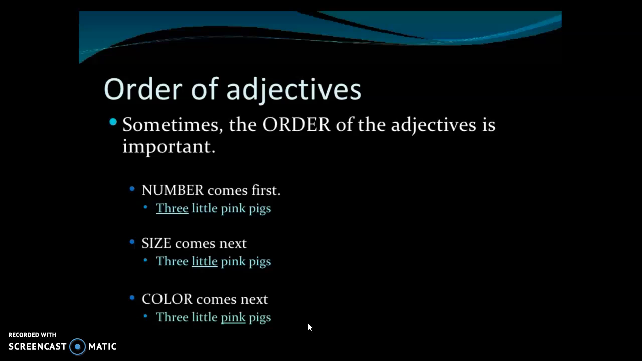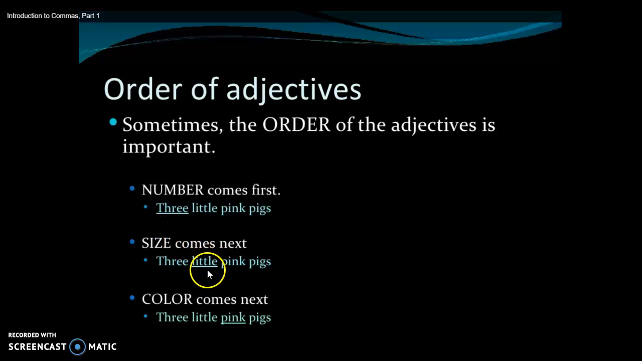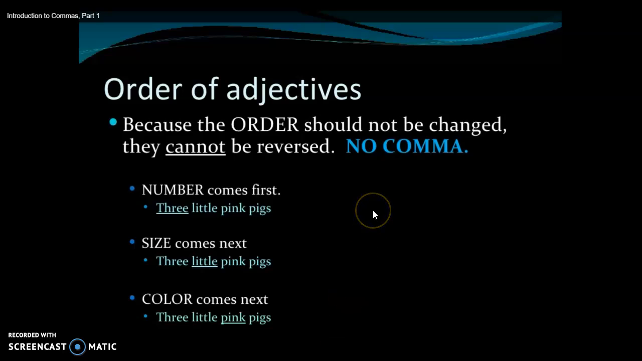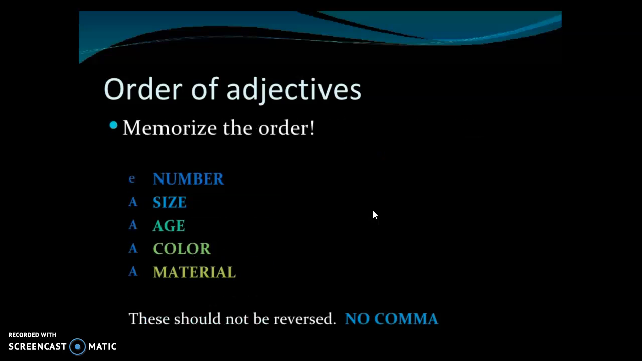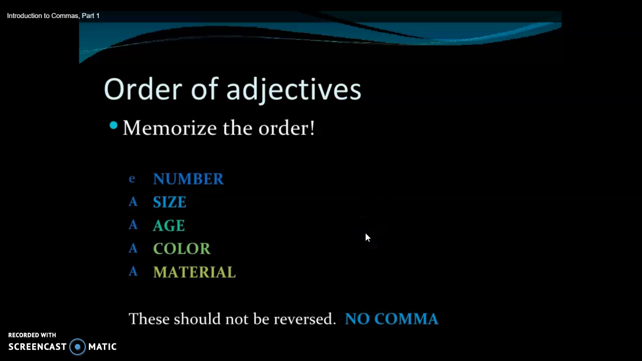Sometimes the order of the adjectives is important. Number comes first, size comes next, color comes next. 3 little pink pigs. You see number, size, color. Because the order should not be changed, they cannot be reversed. So we don't put a comma. So memorize this order. Number, size, age, color, material. These should not be reversed, so you don't need a comma.